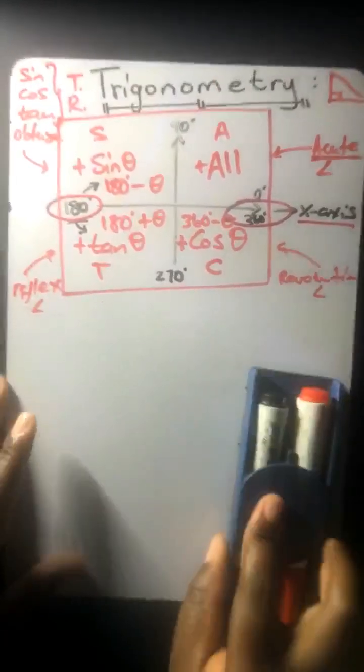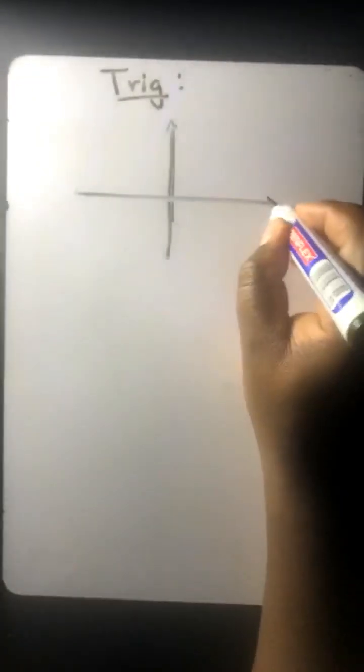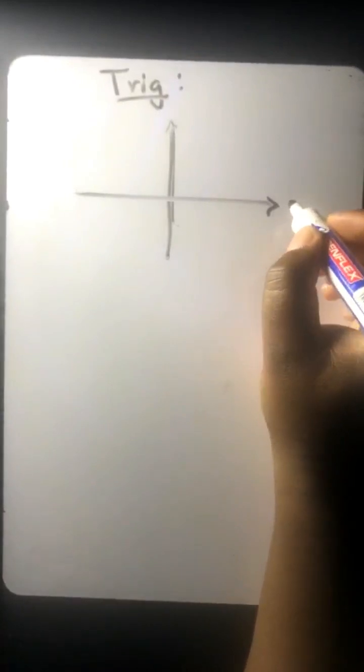I'm going to remove all of this and then summarize what we've just discussed. And you will realize that every time you deal with this type of question, you always need to remember this Cartesian plane, where you have a CAST diagram. Cos is positive here. All of them are positive. By all, I mean cos, tan, and sine. All the trig ratios are positive in there.